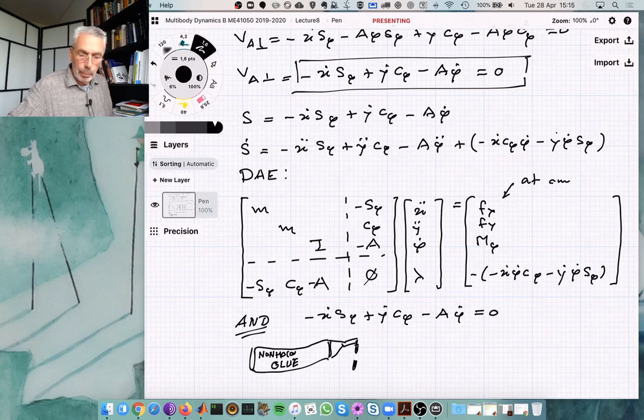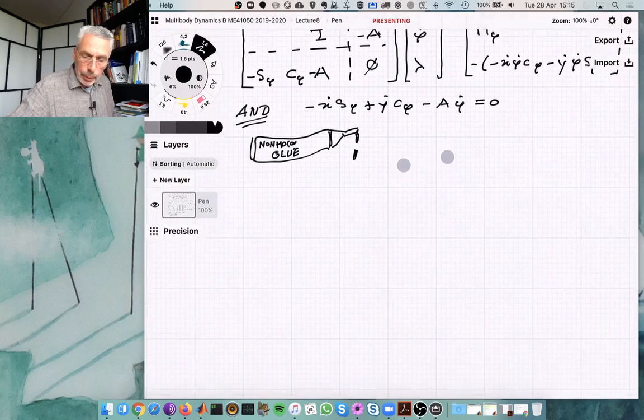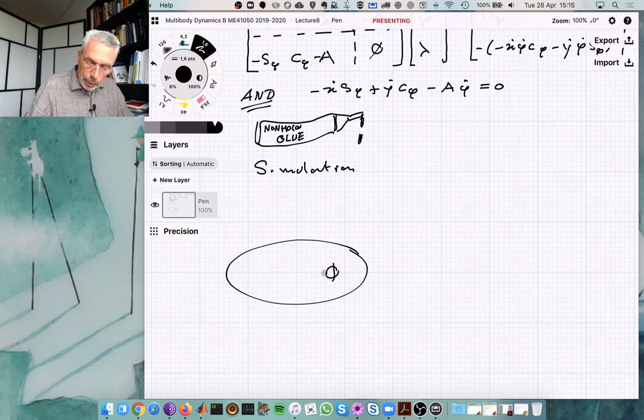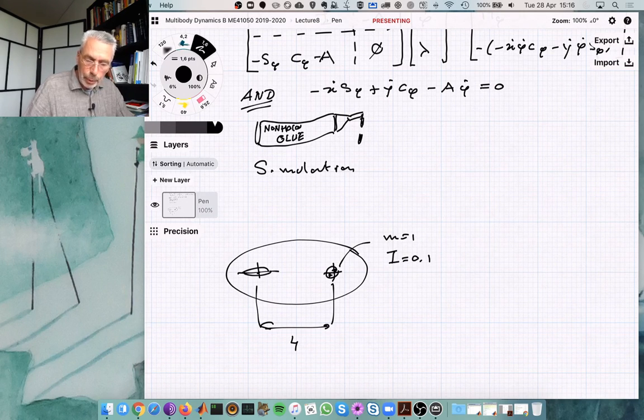Yeah, I'd like to now move on, and I want to do a simulation of this case where I have my system. So I have a center of mass here, and I have a skate here, and the distance here which I took was 4. It's all in standard units, 4. I took a mass of 1 and a mass moment of inertia of 0.1. I don't know why I took these numbers.